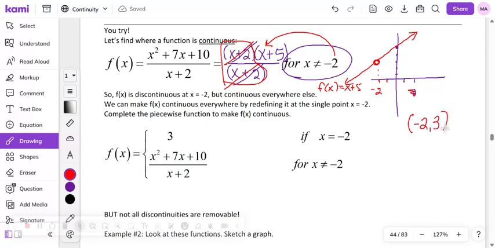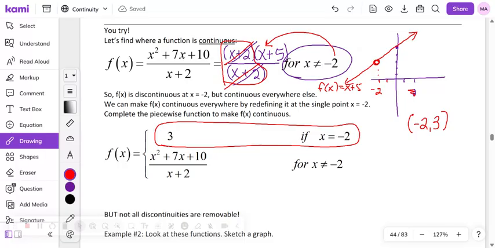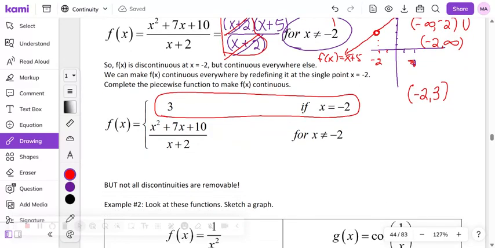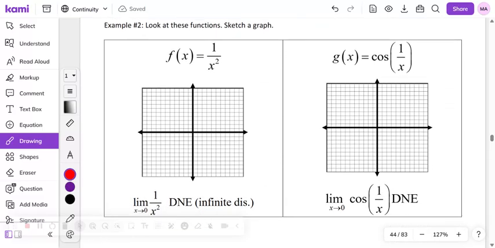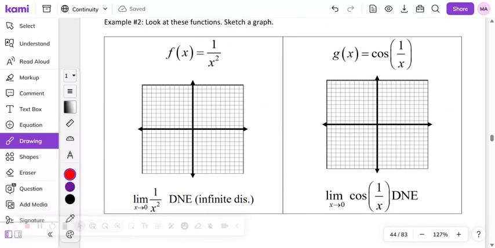So in order to make this continuous, we would just say when x equals negative 2, let y equal 3. As it stands, if we were not to have filled this in, we would say that it is continuous from negative infinity to negative 2, union negative 2 to infinity. So only when there's a POD, if we ask you, hey, how can we make this continuous? You would say, well, put a point there, basically fill in the point of discontinuity.